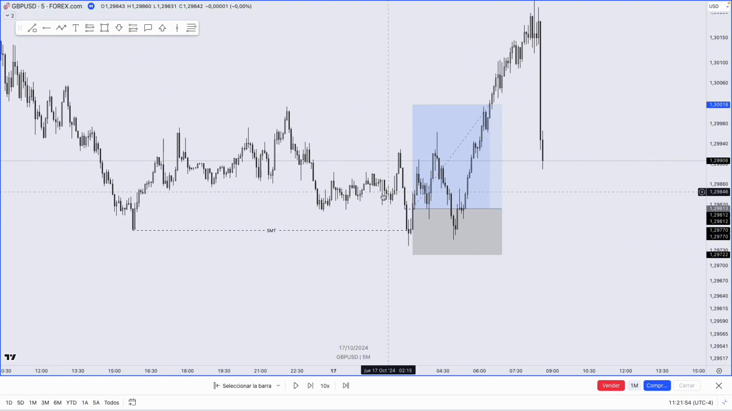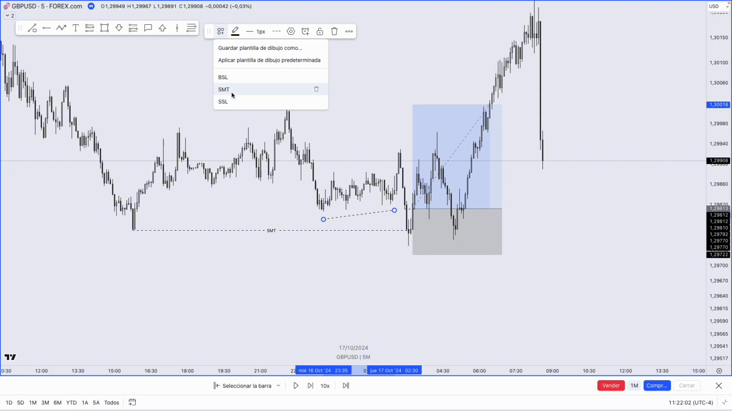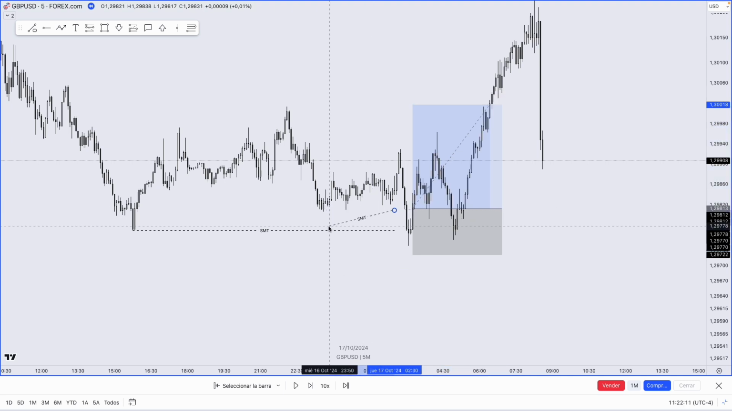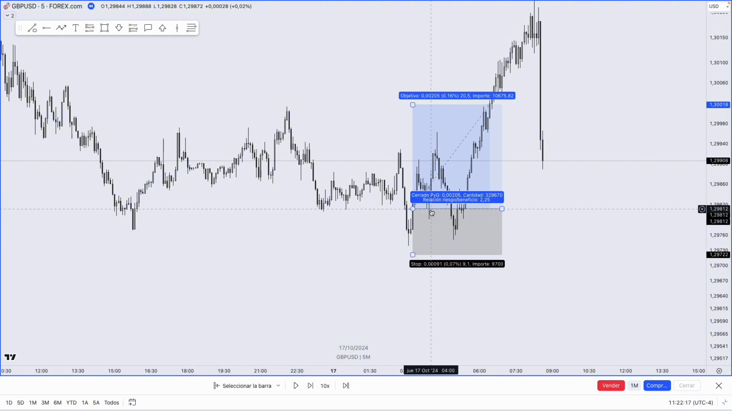My entry was sooner. Why? Because the SMT tricked me. I would have never taken this entry if it was not for the SMTs. But with the SMTs, you never know if there's going to be a definitive SMT or a not definitive one, like today. I mean, it changed later. It stopped being an SMT when you took these lows.